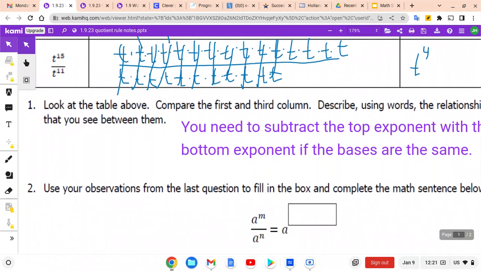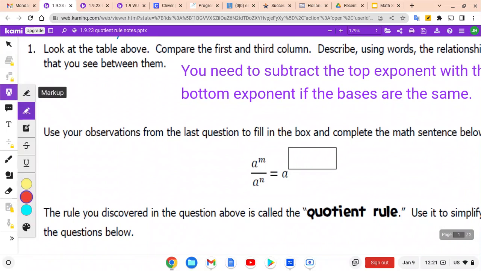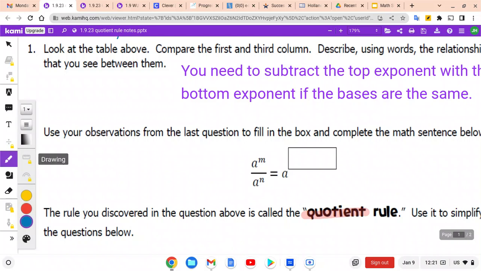All right, leading us with this observation. This rule is called the quotient rule. And the reason why it's called quotient is because we're dividing. Quotient is what you get when you divide. Remember last week we did the product rule. That product is what you get when you multiply. All right, but we're dividing, and the rule is that you subtract the powers. Always go from top to bottom, m down to n.